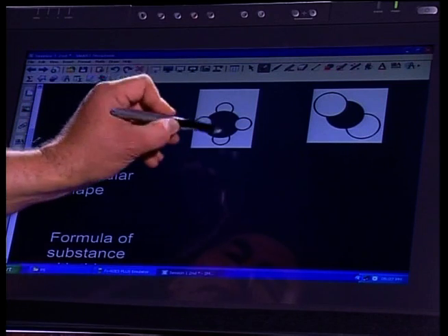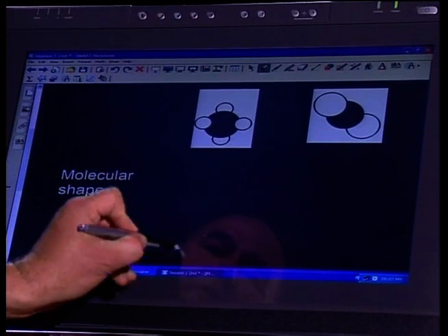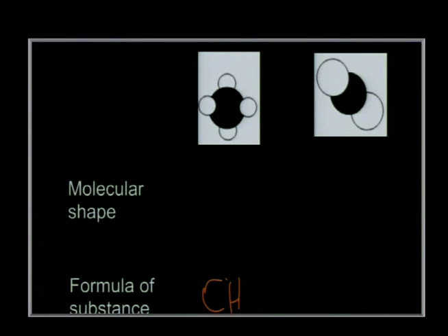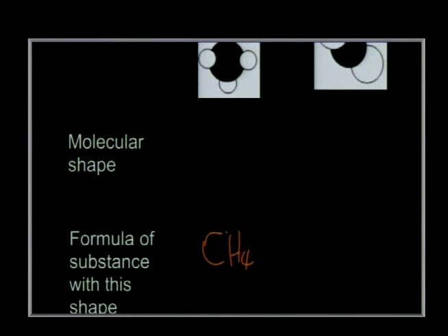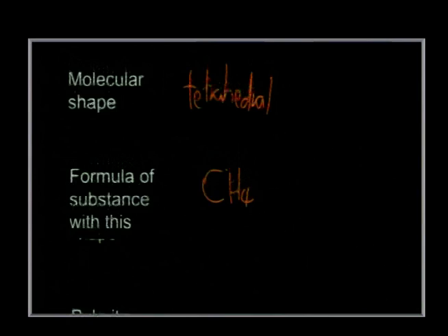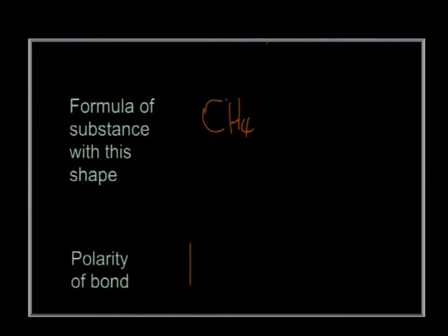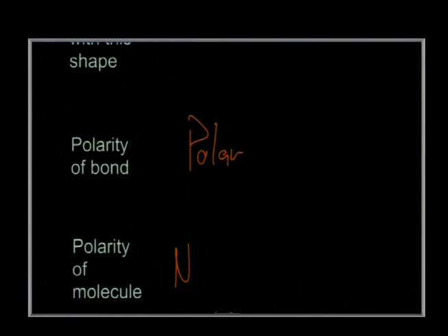So here we've got the next structure. Well, the black represents carbon. So let's talk about this as CH4, which is methane. And the shape of the molecule is tetrahedral. If we move down, the polarity of the bond is polar. But now remember what we said. Because of the symmetry of the molecule, the molecule itself is non-polar.